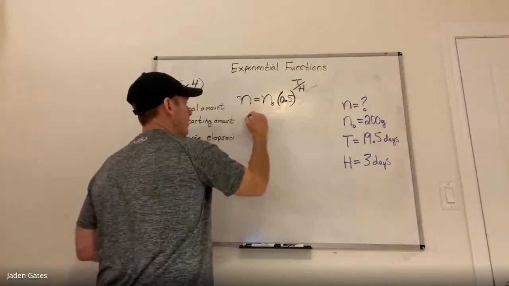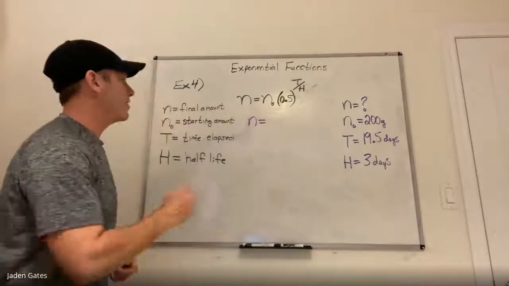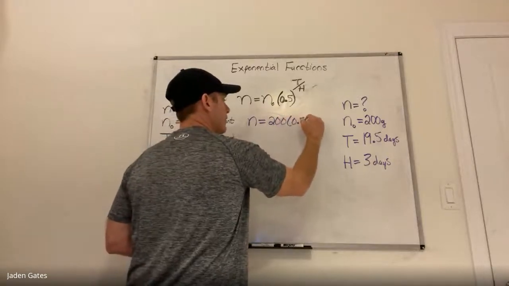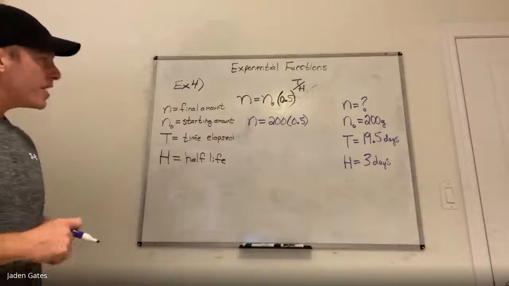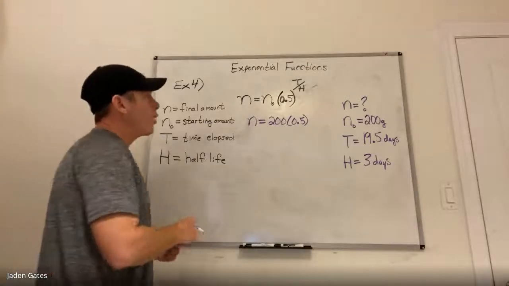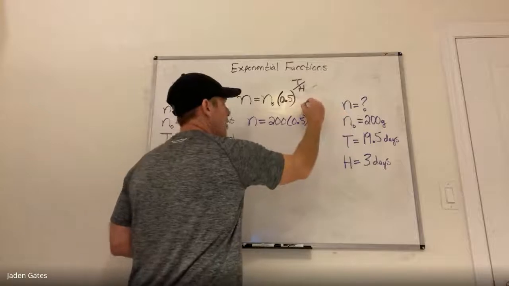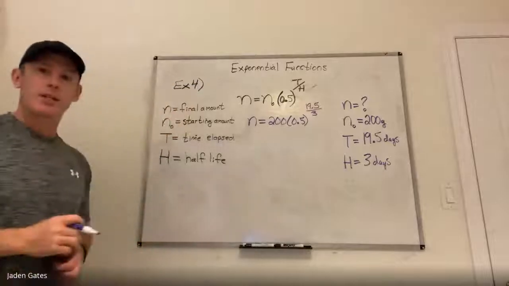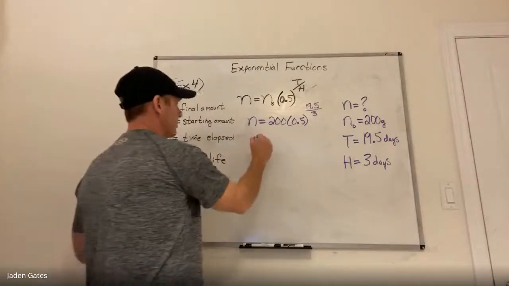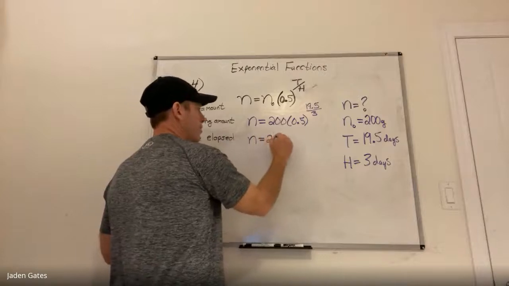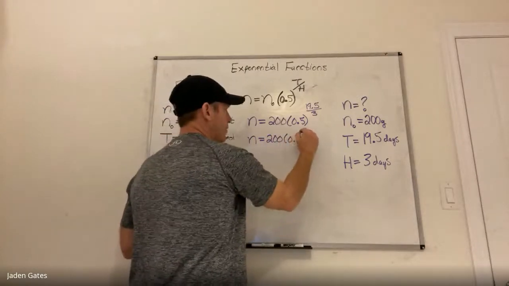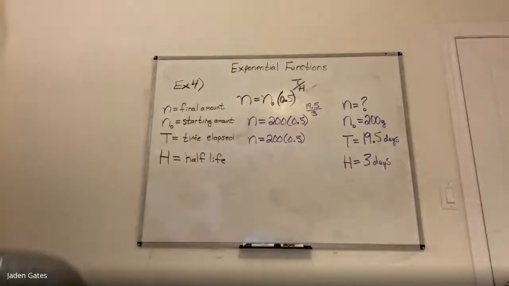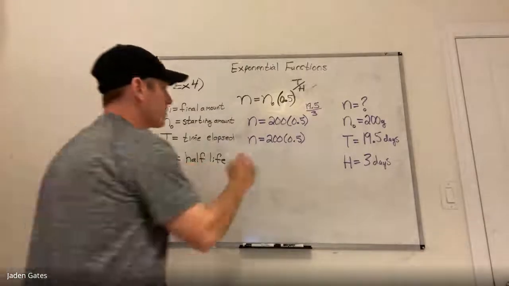So I have N is equal to N naught. We started off with 200 grams of this stuff. Our multiplying factor is 0.5. And then to figure out how many times it is being cut in half, we have T divided by H here, which is now 19.5 divided by 3. And just as I did before, I'm going to figure out the exponent first. So I have 200 times 0.5 to the power of 19.5 divided by 3. I would get 6 point something. Actually, 6.5.